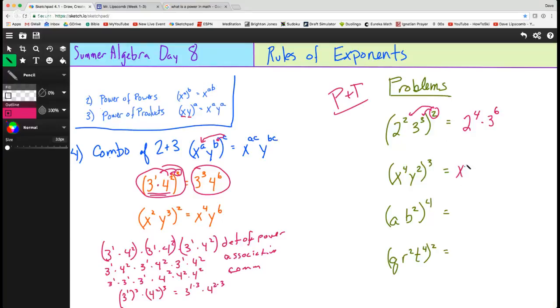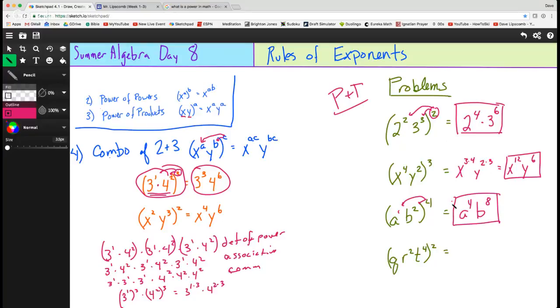Here I get x to the 3 times 4. I'll write this one out and put this one in 2 steps. So that's x to the 12th times y to the 6th. Box my answers. Commit to them. Okay, and here, because this is really a to the 1, when I multiply down, I get a to the 4th, b to the 8th. That's not a 0. This is not a 0. It's the 1. So down here I get q to the 2, r to the 4th, t to the 8th.